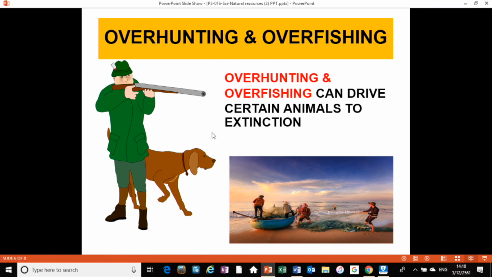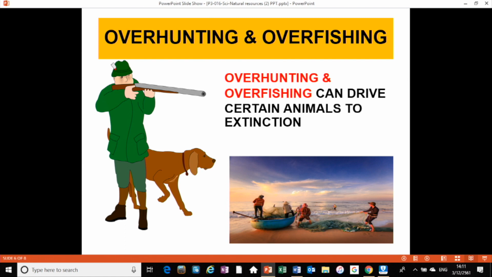Next one is overhunting and overfishing. Overhunting and overfishing can drive certain animals to extinction. Remember that word, extinction. What does it mean?